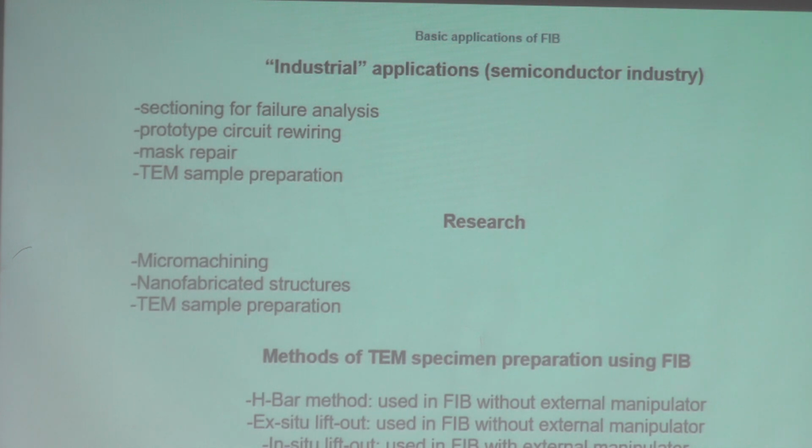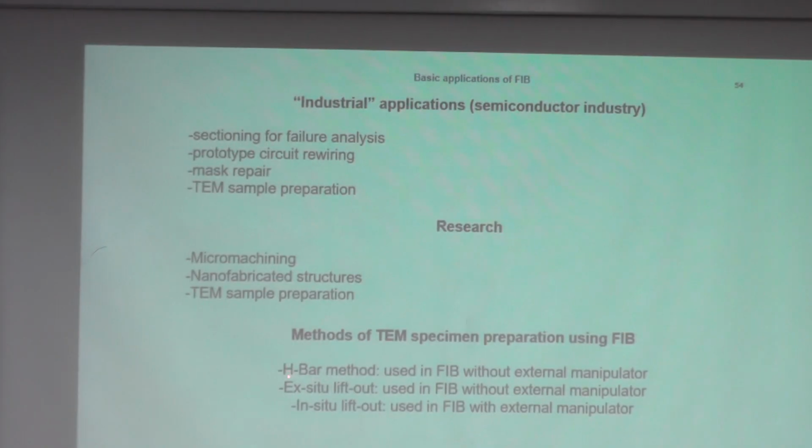So there are also different methods of TEM specimen preparation using FIB. The old one is called the H-bar method. It's used in FIB without an external manipulator. Then there is ex-situ lift out, which is used with an external manipulator. And this is in situ lift out. Here we use FIB with an internal manipulator.